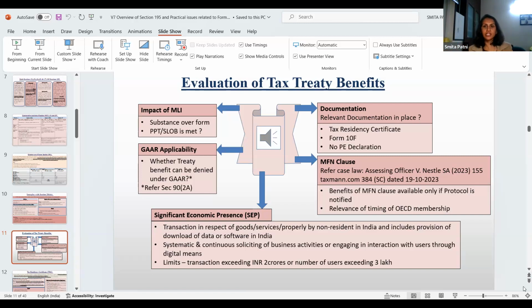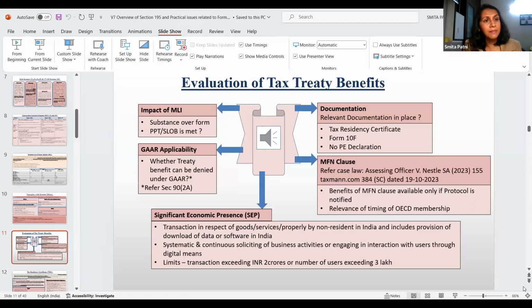Now, what was the controversy? Supreme Court says that benefit of MFN clause will only be available if the protocol is notified. If the protocol is not notified, you will not get any benefit. You will only get the benefit if the protocol is notified.